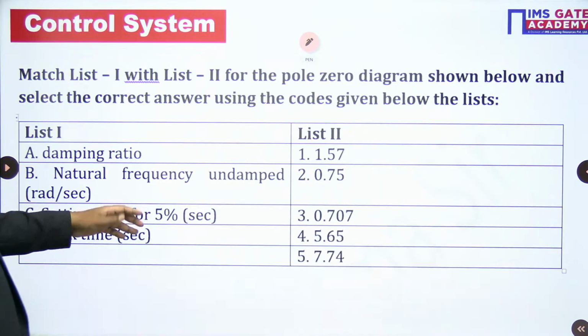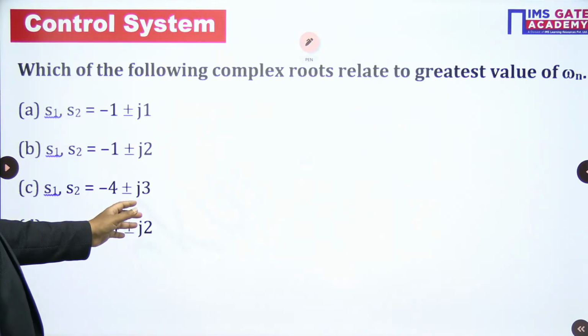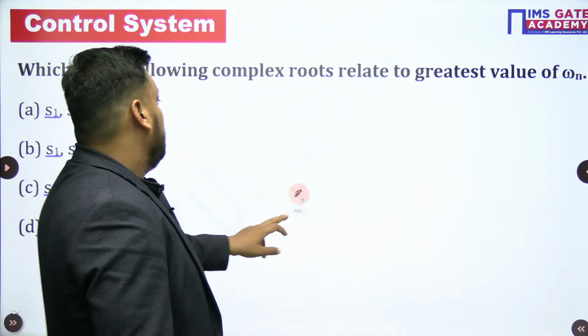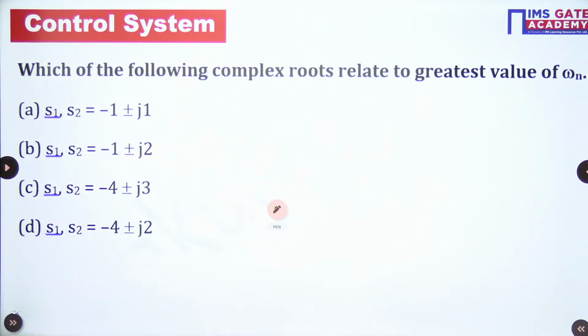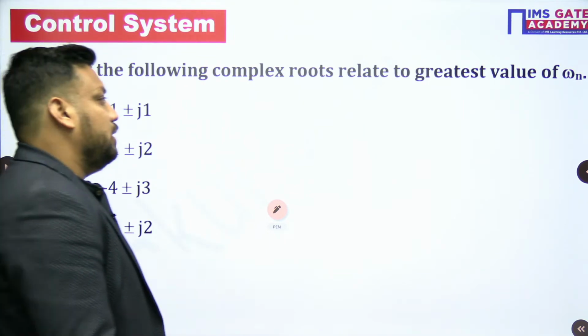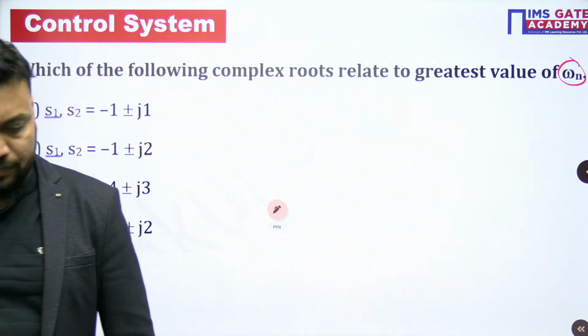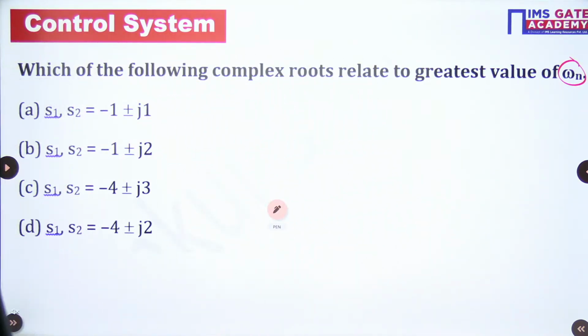So now we are going for the next one. This question we will solve first, after that other questions will come. Which of the following complex roots relate to the greatest value of omega n? Come on guys, greatest value of omega n. Try to solve this question first, all of you.